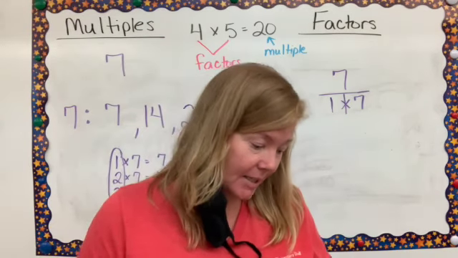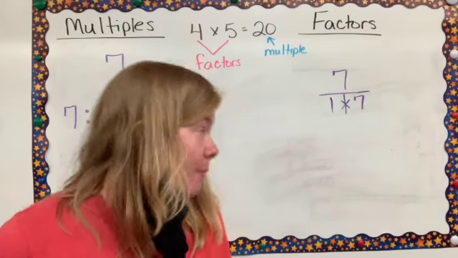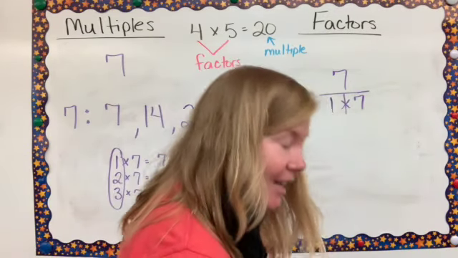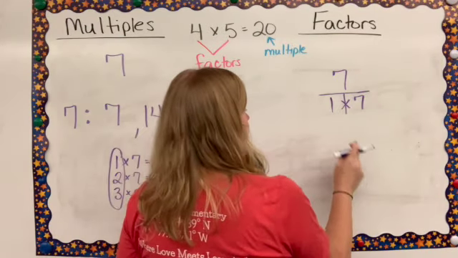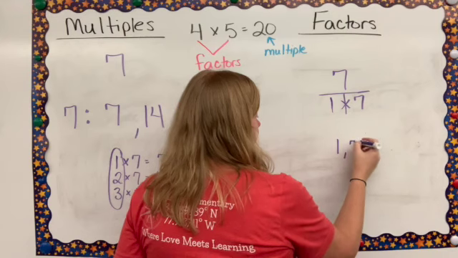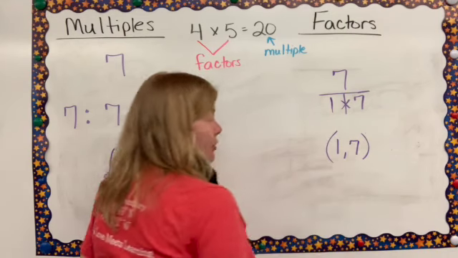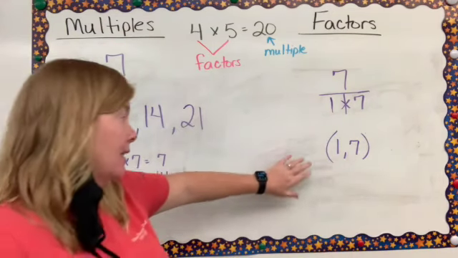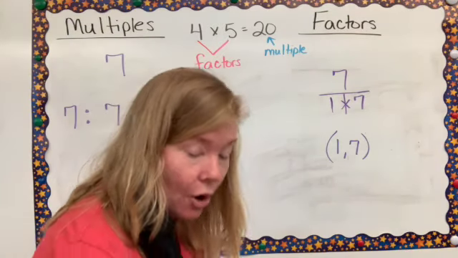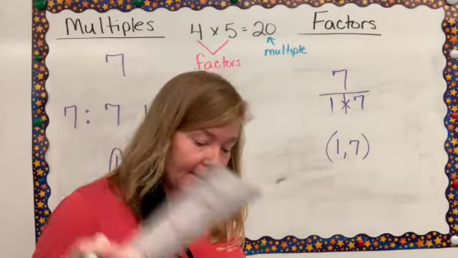And well, that makes sense because, well, I thought it was on your chart. It's not. Sorry. So 7 only has 2 factors. So the factors of 7 are 1, 7. Those are my factors. And that's how you would write it if you were writing it on your paper and turning it in. On your chart, you would be putting it into the boxes.